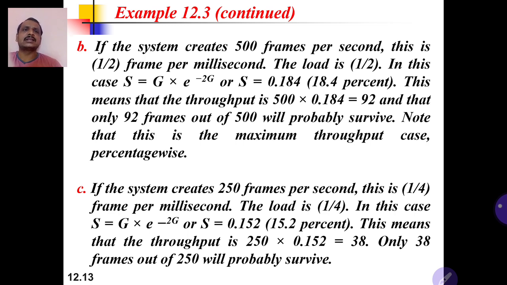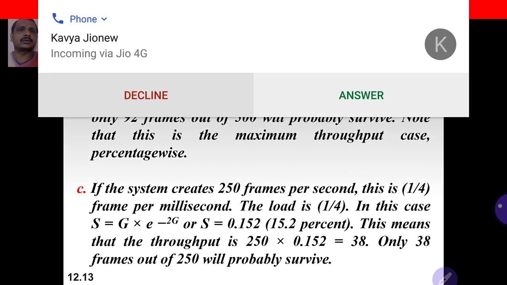In this case, S is equal to G times e to the power of minus 2G. S gives the maximum throughput, that is 0.184, 18.4%. It's the maximum in this Aloha protocol. Then out of 500 frames, if you multiply by 0.184, 92 frames survive. So out of 500 frames, with half as the load, 500 frames per second have been produced.